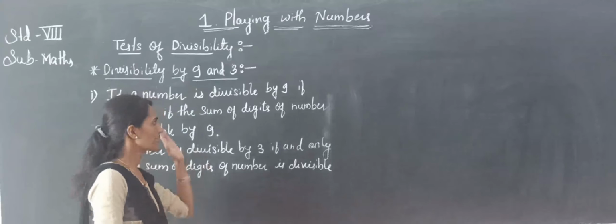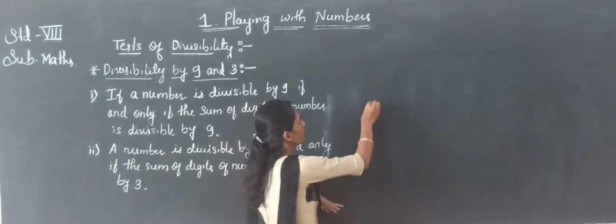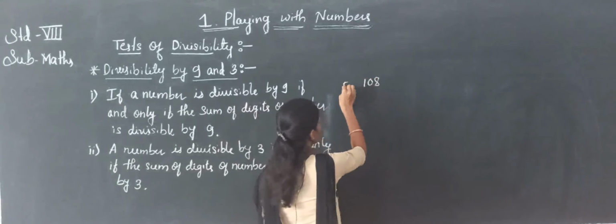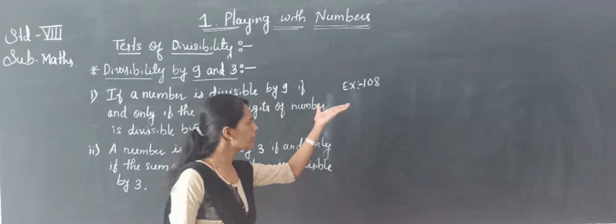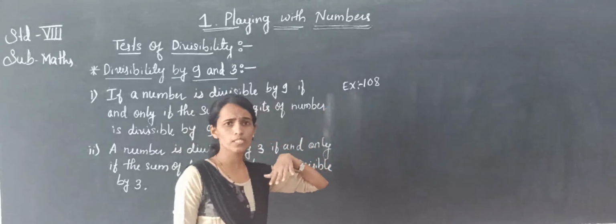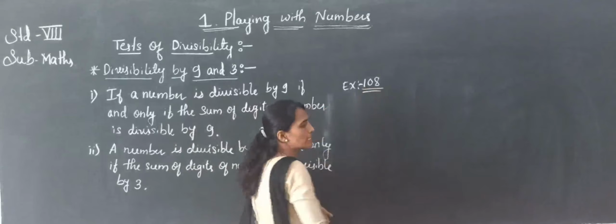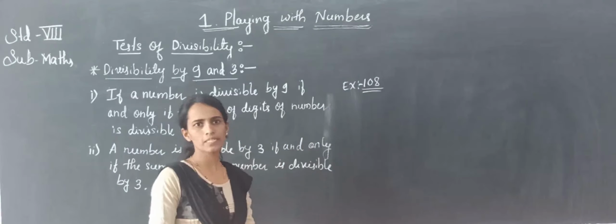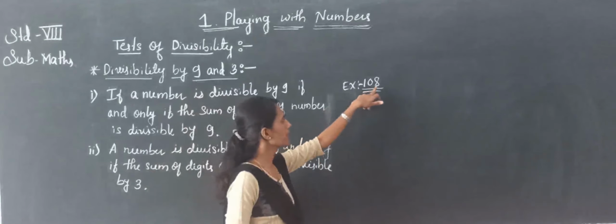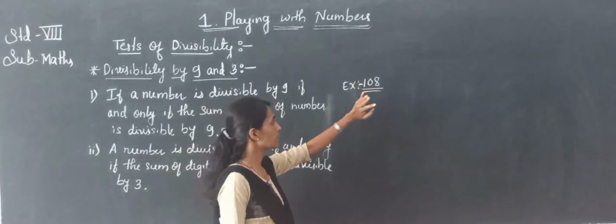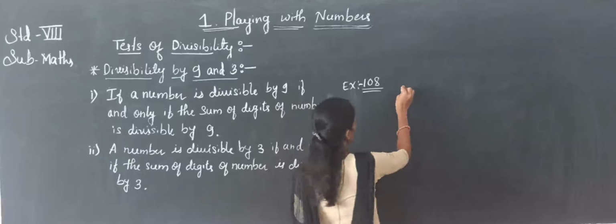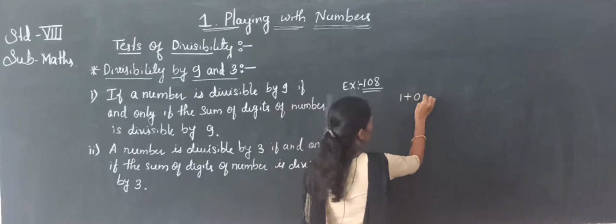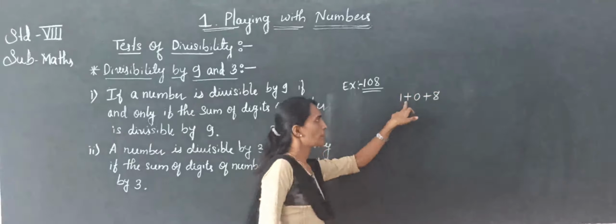How? For example, consider the number 108. This is the given number. Whether it will be divisible by 9 or not, how do we check this? Don't sit and do the division directly. 108 is the given number, and its digits are 1, 0 and 8. So add all these digits: 1 plus 0 plus 8.